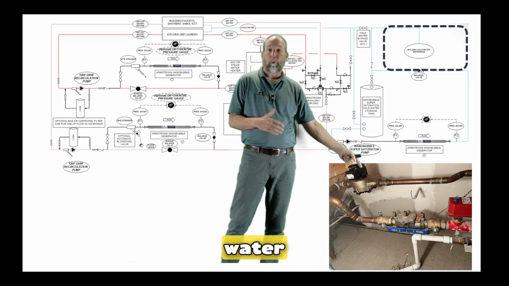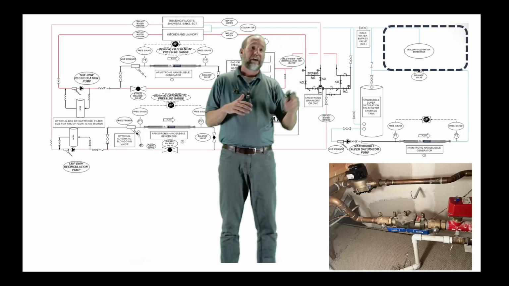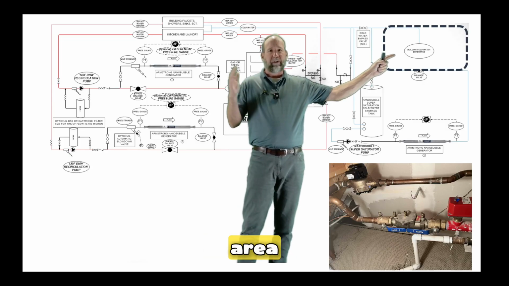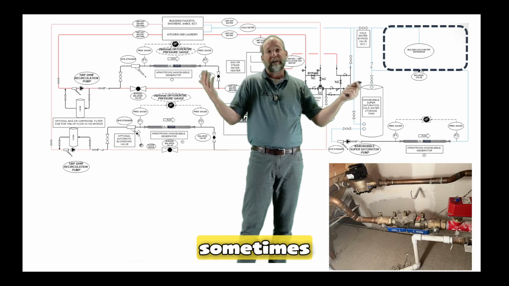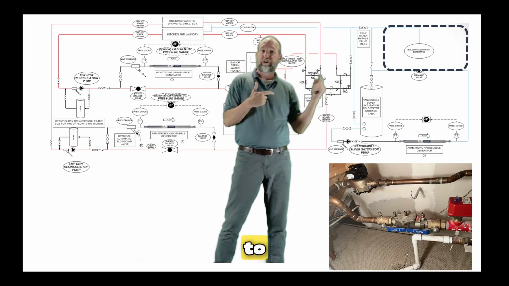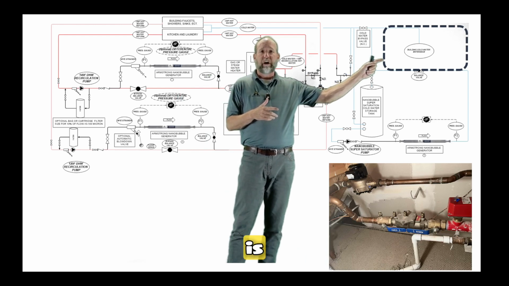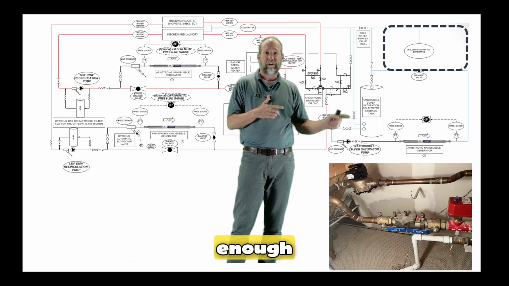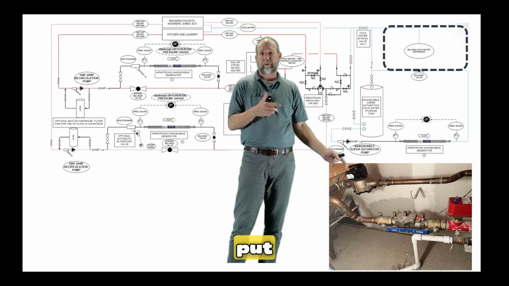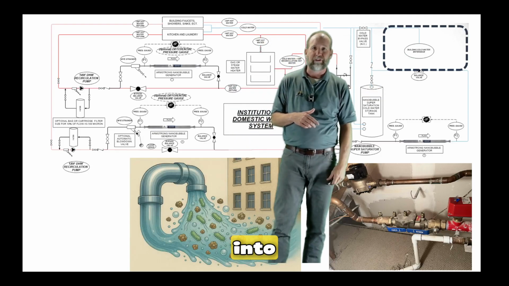You've got a water meter typically. You might have a backflow preventer, something like that. Sometimes this is in a separate area of the building on a different corner of the building or somewhere else. Sometimes this is in the mechanical room close to your water heater and other equipment. We're showing you this because this is oftentimes where we put a supersaturator system, okay? Sometimes there's enough room in these types of rooms to put a supersaturator system. But essentially, this is where your cold water comes into the building.